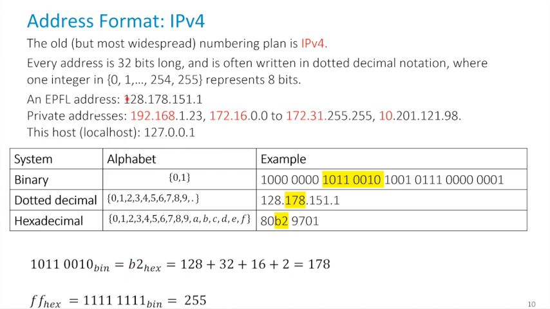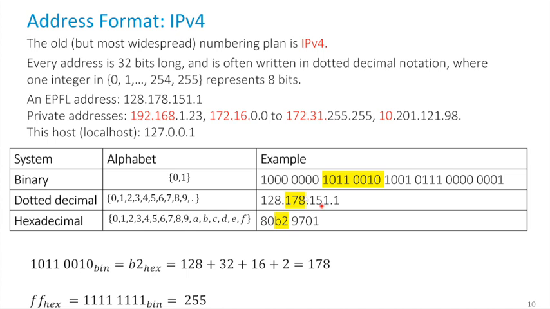So if IPv4 were invented today, we would not use this notation for the address, 128.178.151.1. We would use this one, 80B29701, which is equally ugly, but is much shorter. And we don't need the dot, because the dots are needed here, because if I don't have the dot, what would happen?